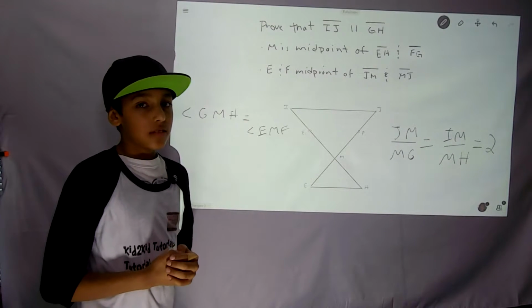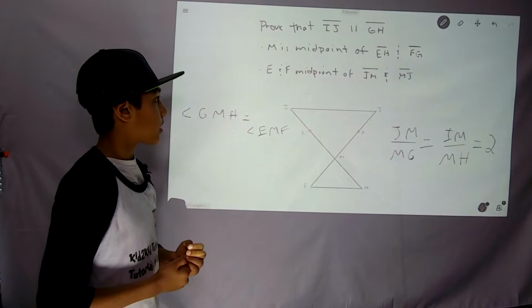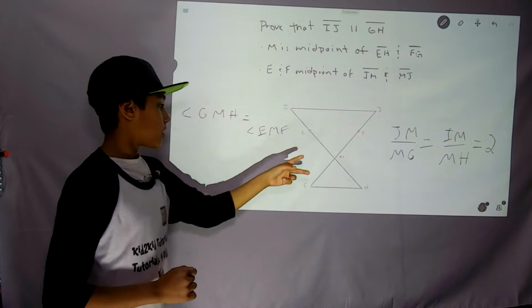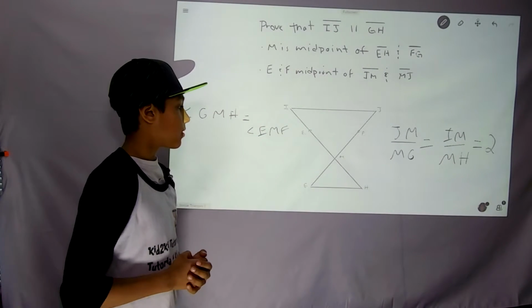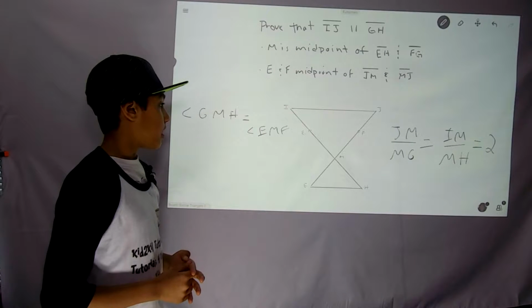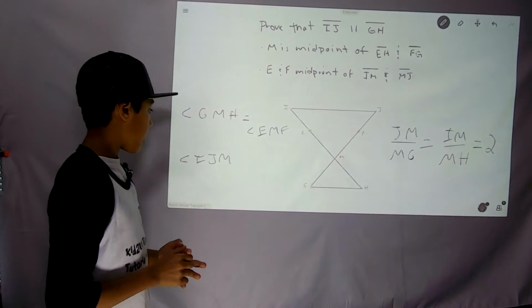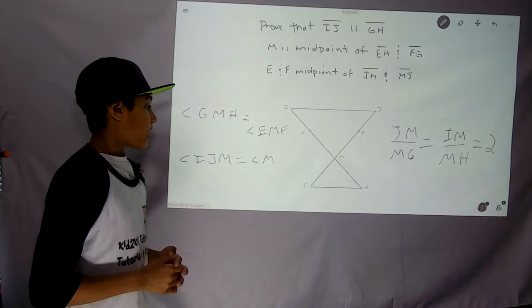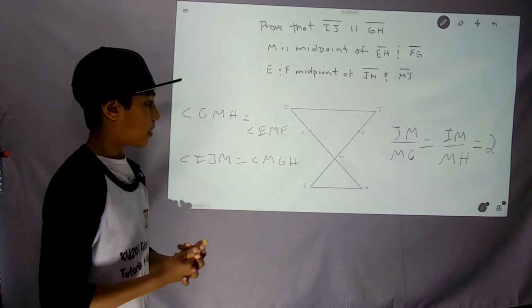Now that we've proved these are similar, we can use that to prove that IJ is parallel to GH. Since we know these are similar by SAS, we can say that angle IJM is equal to angle MGH. And that says that these lines are parallel.